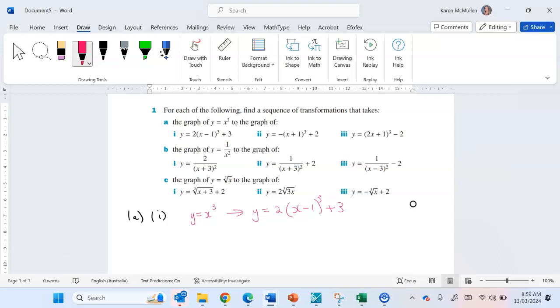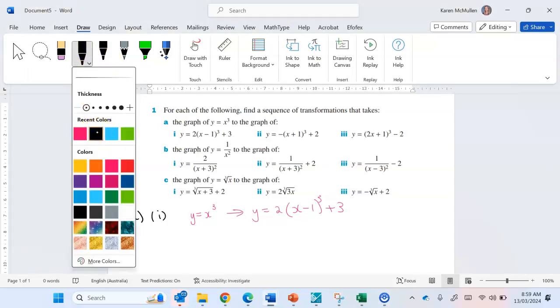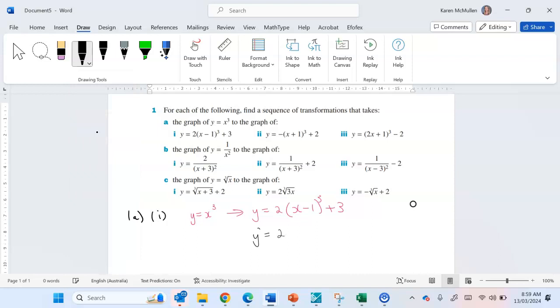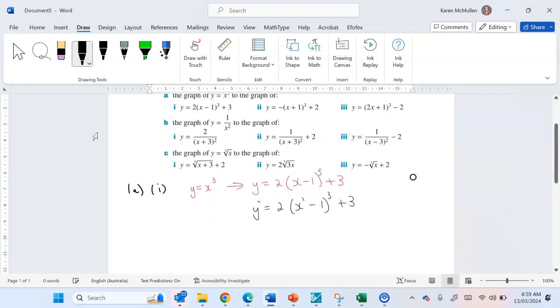In your transformed function, we're just going to change it to y dash equals 2 times (x dash minus 1) cubed plus 3. So we can do some transformations here. Basically I just want to get x cubed, so I just want to be left with this part here, the (x minus 1) cubed. So I'm going to take away the 3. So y dash minus 3 equals 2 times (x dash minus 1) cubed.